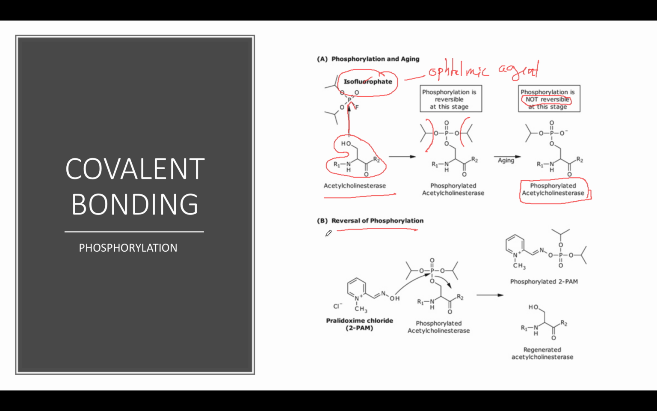So the only way to reverse this phosphorylation is to use an antidote. Pralidoxime is the antidote that is currently used, and it is used because the oxime hydroxyl of pralidoxime actually has a higher affinity for the phosphate than the hydroxyl of the serine of acetylcholinesterase. So the oxime hydroxyl is going to displace acetylcholinesterase, leading to the regeneration of acetylcholinesterase.